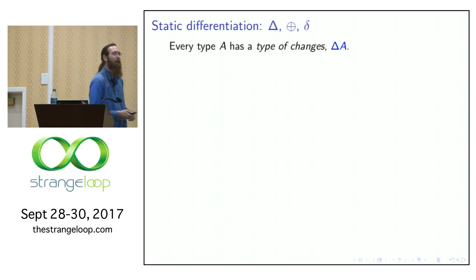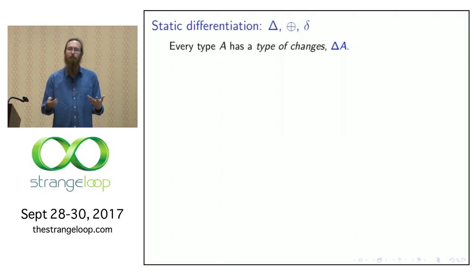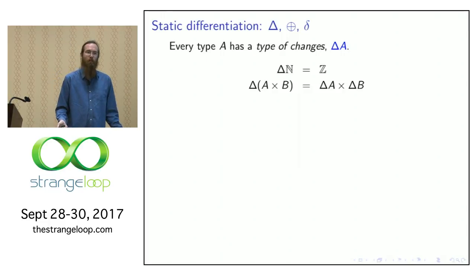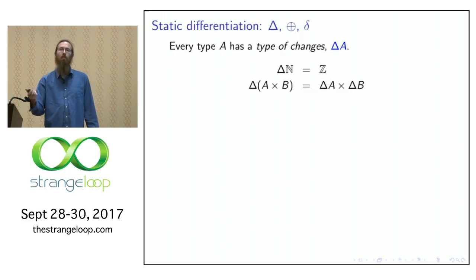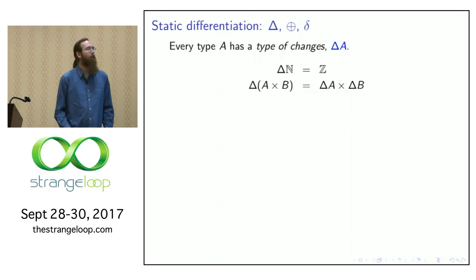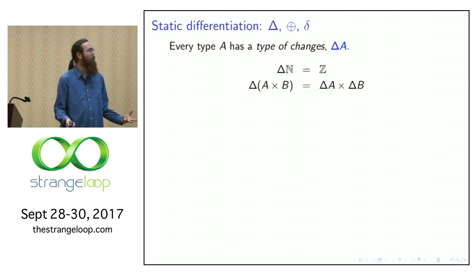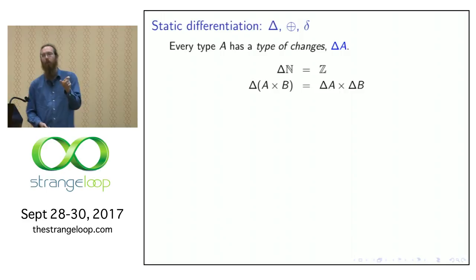Every type gets an associated type representing changes to that type, so how that thing might be updated. So for example, natural numbers, 0, 1, 2, 3, 4, 5, 6, their type of changes is going to be the integers, because they might increase or decrease. If I turn 3 into 2, the change that does that is -1. If I have a type of pairs in my language, then a change to a type of pairs is going to be a pair of changes, the change to the first part of the pair and the change to the second part of the pair.